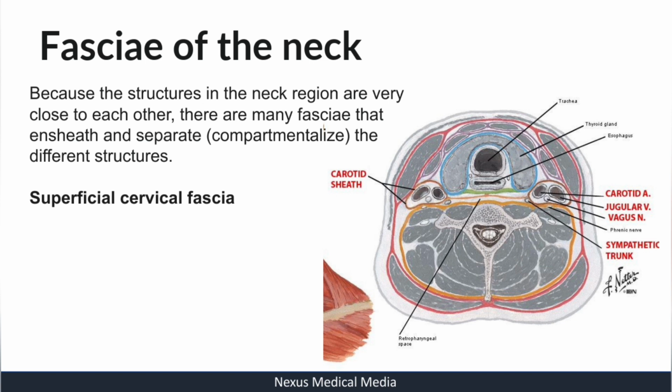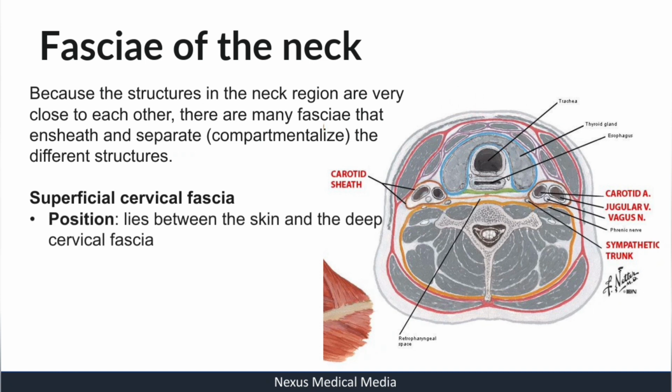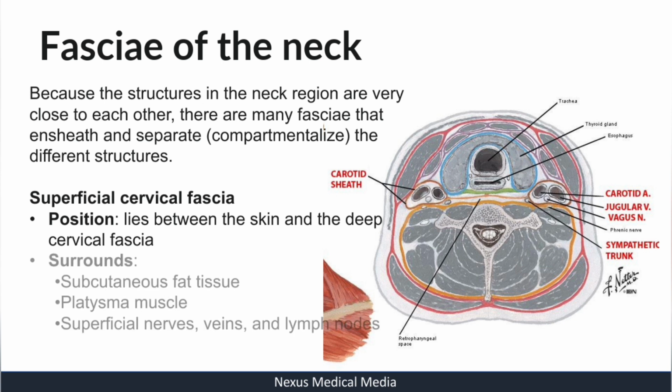The first fascia, the outer one just below the skin, is called the superficial fascia. It's around here. As I said, it lies just beneath the skin, between the deep cervical fascia and the skin. It surrounds the subcutaneous fat tissue, the platysma, and the superficial nerves, veins, and lymph nodes.